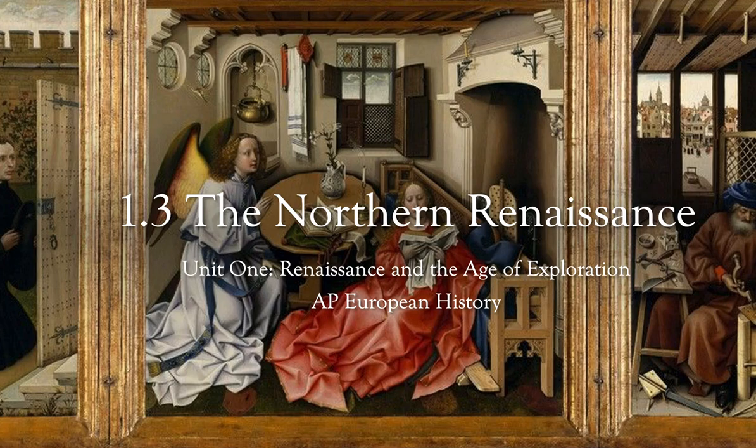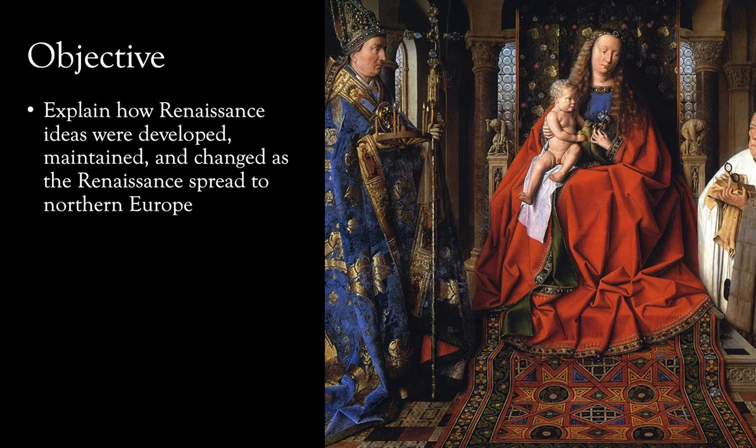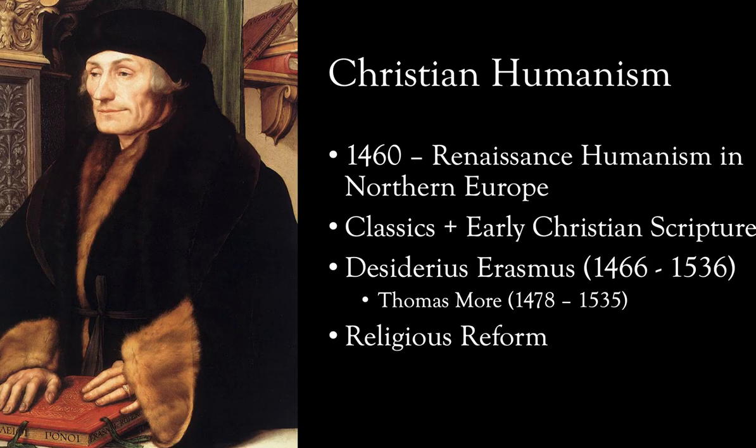In today's lecture, we are going to cover two sections. The first one will be 1.3, the Northern Renaissance, and then the second one, which is very short, will be 1.4, the printing press. Your objective for our first lecture is to explain how Renaissance ideas were developed, maintained, and changed as the Renaissance spread into Northern Europe.